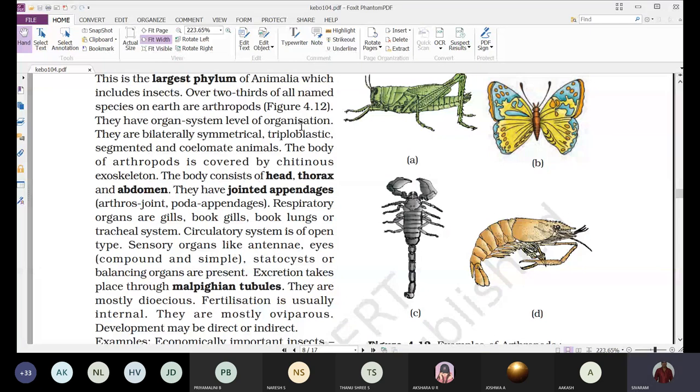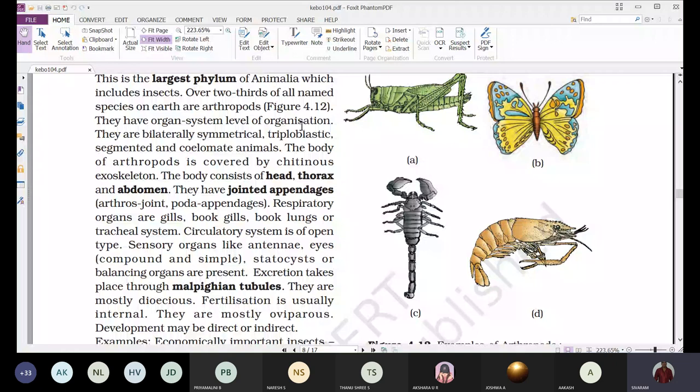Next, they are bilaterally symmetrical. That means they show bilateral symmetry: the body of the organism can be cut into 2 equal halves in only one plane passing through the center, that is the median sagittal plane. Next, these are triploblastic organisms. That means they possess 3 germinal layers: ectoderm, endoderm, and mesoderm.